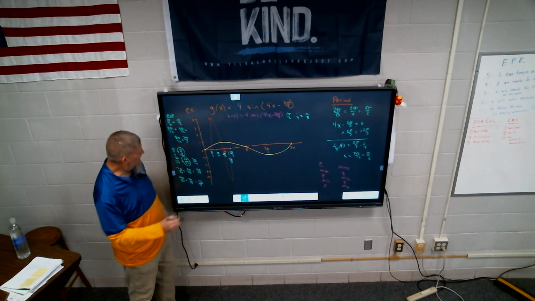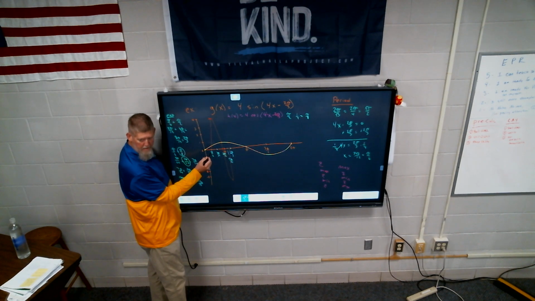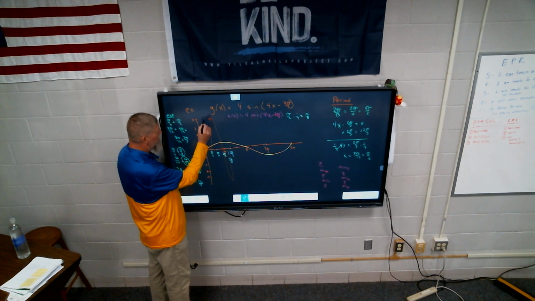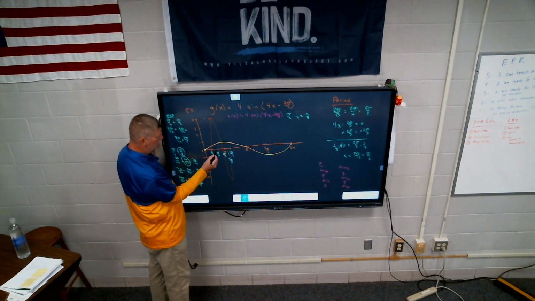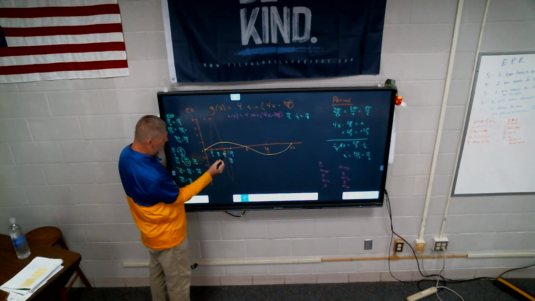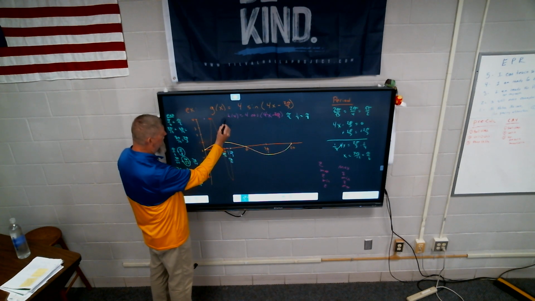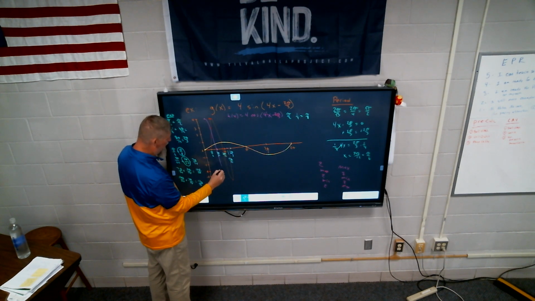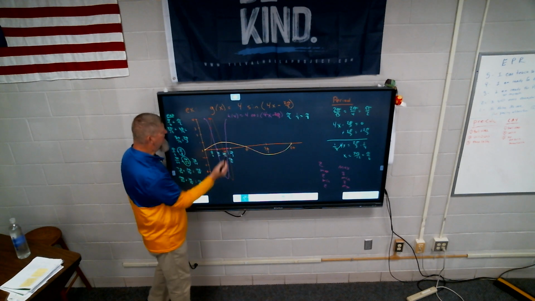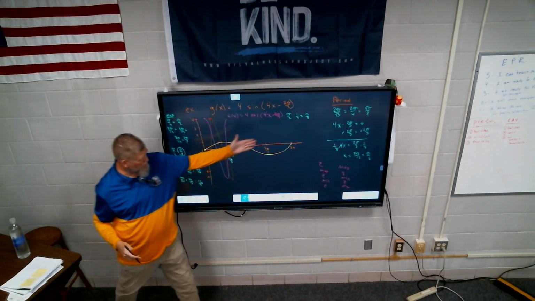So to graph this one at pi over 6, where would I be? 4. I would be up here at 4. At the next point, where would I be? 0. At this point, where would I be? Negative 4. And here I'd be back, and there's my cosine curve. It's exactly the same, only you go in a different order.